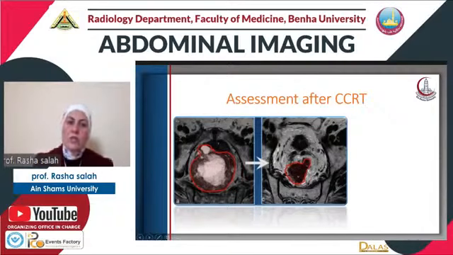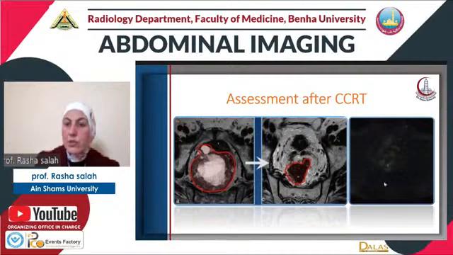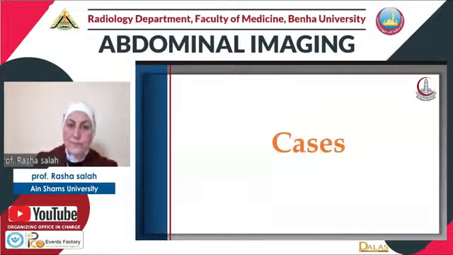So we are considering, is this a partial radiological response or is this a complete radiological response? When we performed the diffusion weighted image, there are no areas of restricted diffusion, and this is a complete radiological response, and this residual volume is just fibrosis as a post-treatment change, and it was confirmed on pathology.